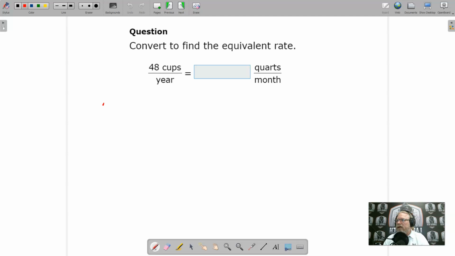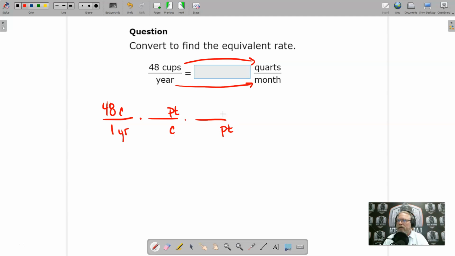Here we have 48 cups in 1 year. We're going from cups to quarts and years to months. So let's deal with the cups to quarts first. Remember, so they'll cancel. I'm going to go cups to pints. And then I'm going to go pints to quarts. And I can stop there because I need to get the quarts. In 1 pint, there are 2 cups. In 1 quart, there are 2 pints.